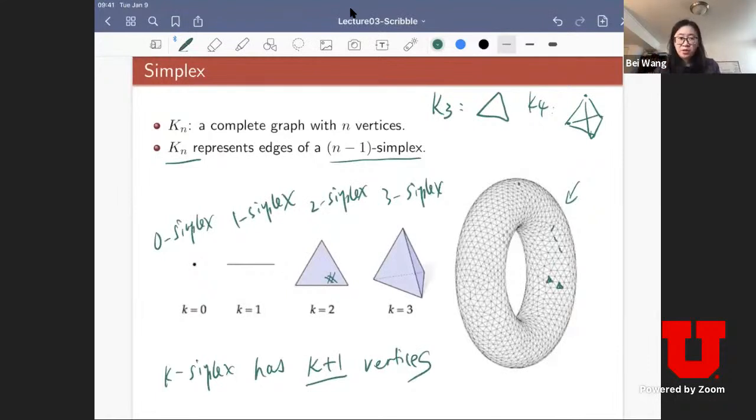So in some sense, in geometry processing and computer graphics, those simplices already showed up. And of course, the collection of all those vertices, edges, and triangles, if they satisfy a certain condition, is called a simplicial complex. And we're going to see a definition very soon.